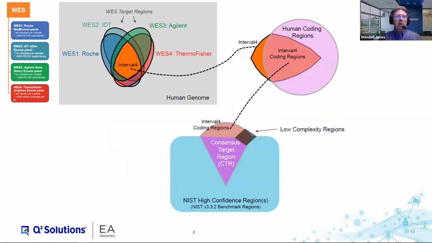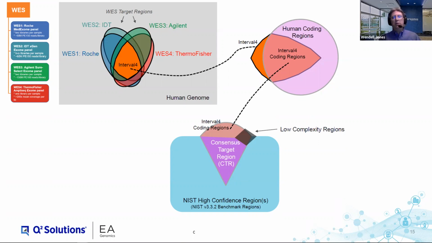Related to the whole exome sequencing kits, we decided that we would focus on the regions where each of these kits overlapped in terms of their target regions. So again, we have each whole exome sequencing kit 1 through 4. We identify, given their target regions and their bed files, what the overlap is, and we called that set of loci the interval 4 set.